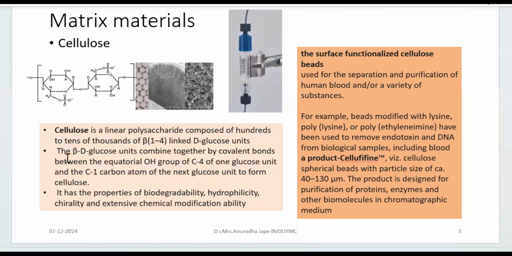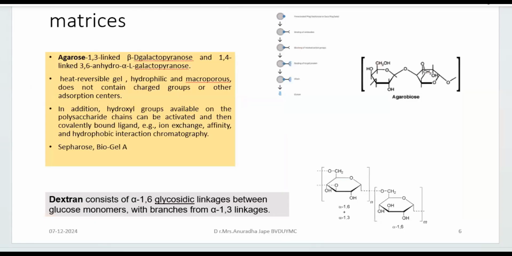Some more examples are there. I'll talk about that and then we will talk about how the columns are filled and all that. This is another example, that is agarose, which is 1,3 linked beta D galactopyranose and 1,4 linked 3,6 anhydro alpha L galactopyranose. So what is the repetition unit or repeating unit?